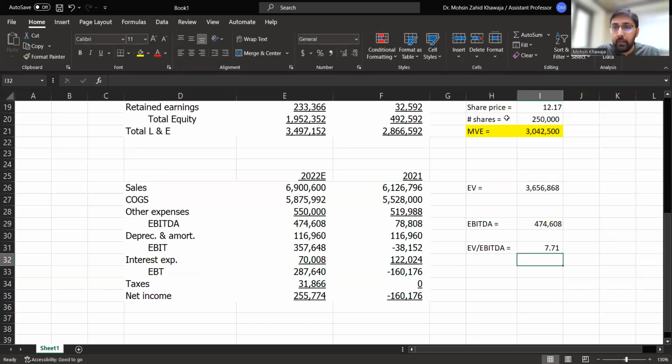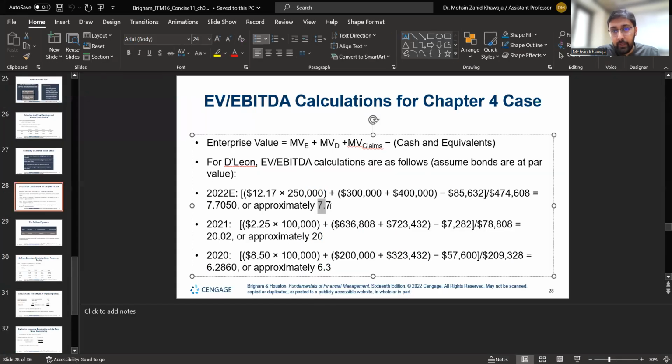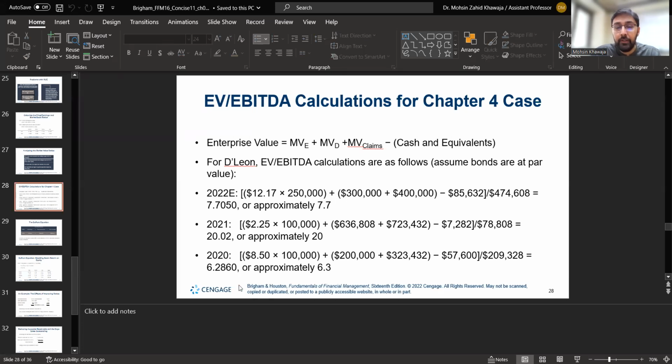Let's see if I did the calculation right. I just need to compare it with the number given in the slide. 7.71 is my answer, and yes, it matches with this. So that's how you calculate the EV to EBITDA ratio.